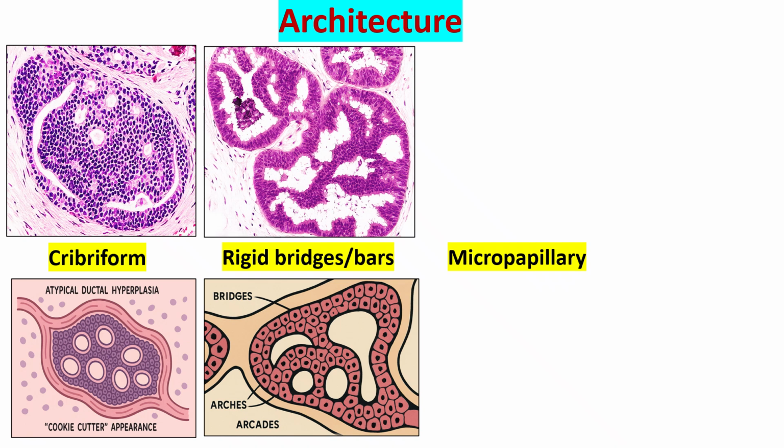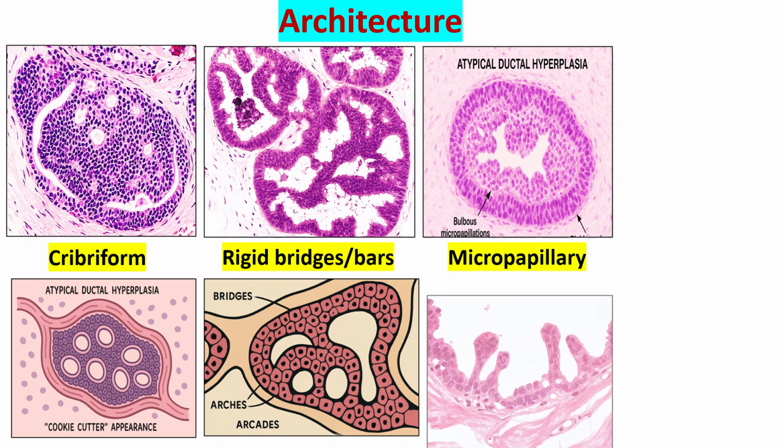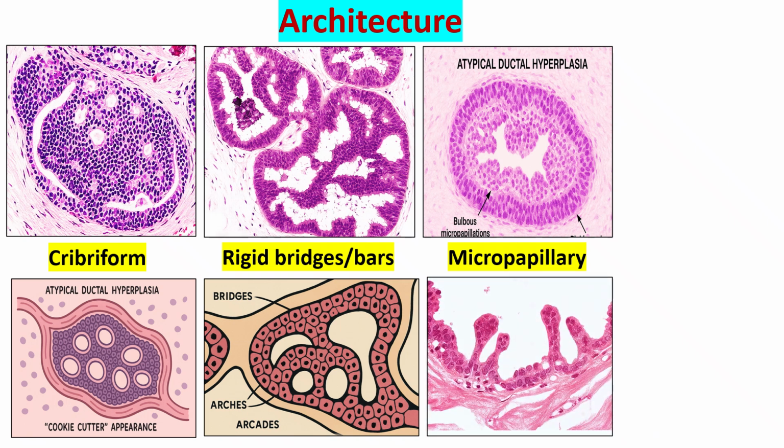Third pattern is micropapillary pattern. In this pattern, the base of the papillae will be very narrow, whereas the apex or the tip will be broad. This is in contrast to the UDH. In UDH, the base will be very broad, whereas the tip will be narrow. So this type of micropapillae, in case of atypical ductal hyperplasia, they resemble club shaped or mushroom shaped, and these are known as bulbous micropapillae.